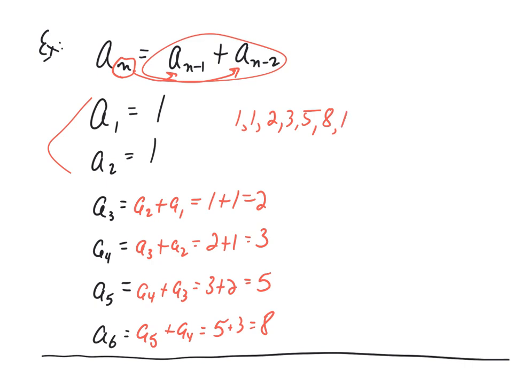So 5 plus 8 is 13. The next term, add the previous 2. 8 plus 13 is 21. 13 plus 21 is 34. 21 and 34 is 55. And of course, we could keep that going as long as you want.